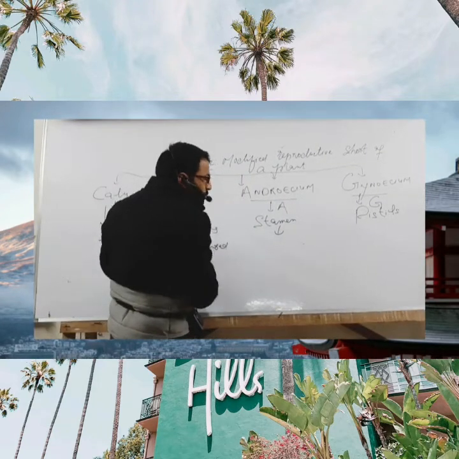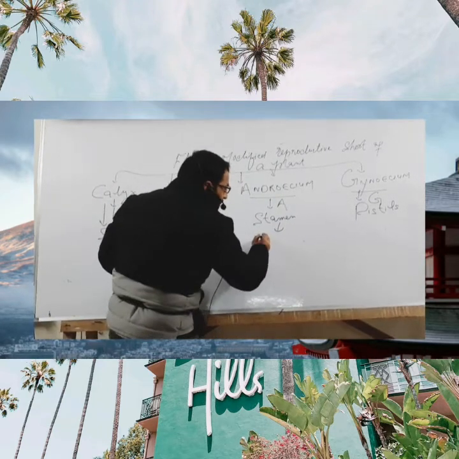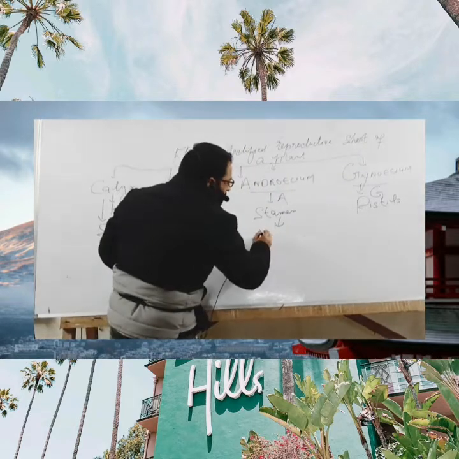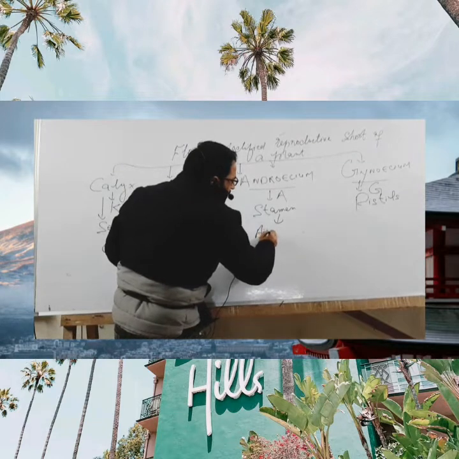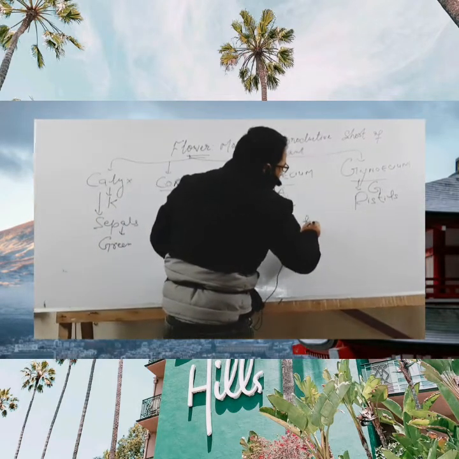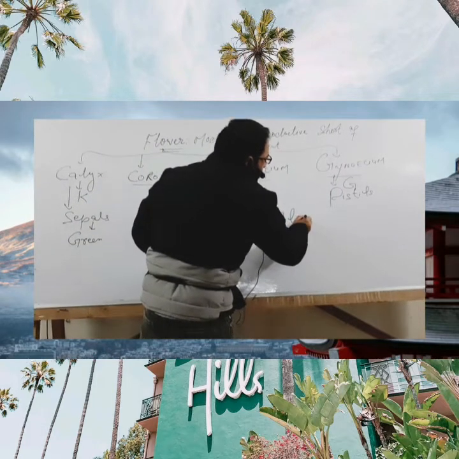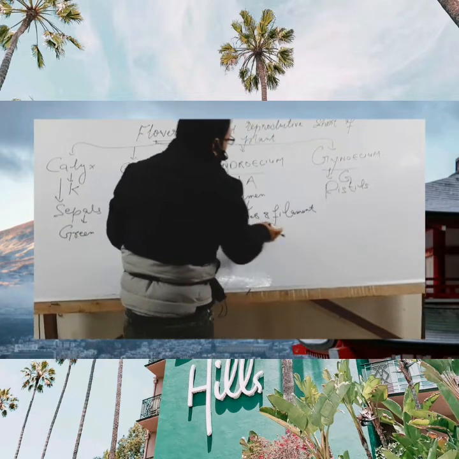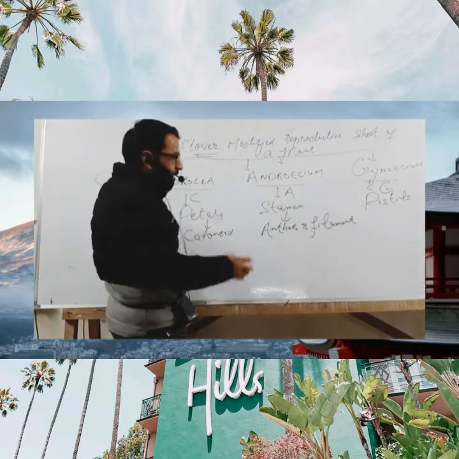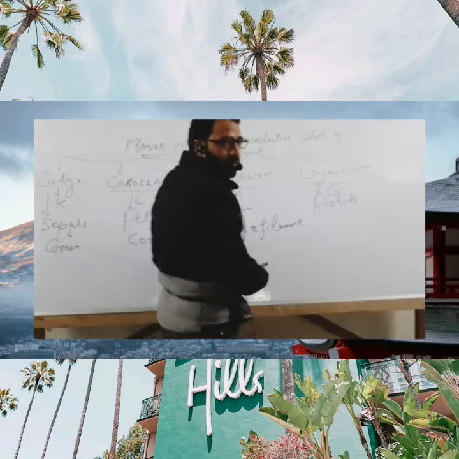And then stamen. Stamen is the male reproductive part of the flower, and this stamen is composed of two parts. One is called the anther, and the second part is known as the filament. So stamen has two parts here: one is anther and the second one is filament.